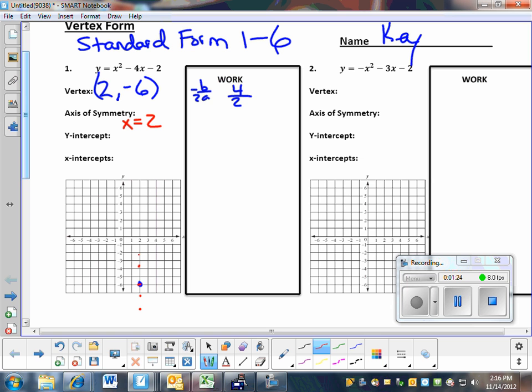Anybody know what the axis of symmetry does? Yeah, it divides it symmetrically. Divides it right in half. And this is helpful to us so we can graph it even better.